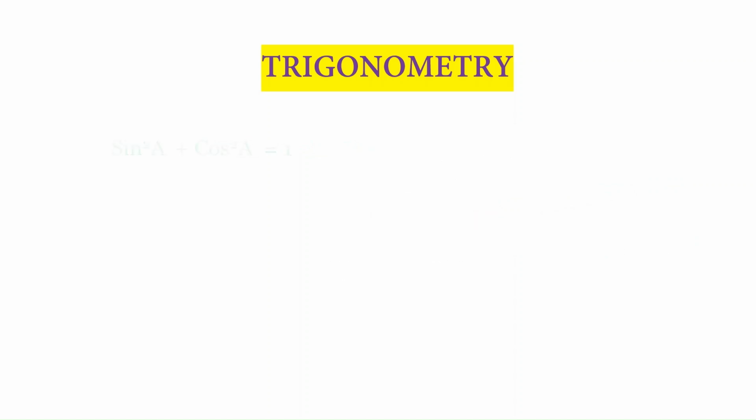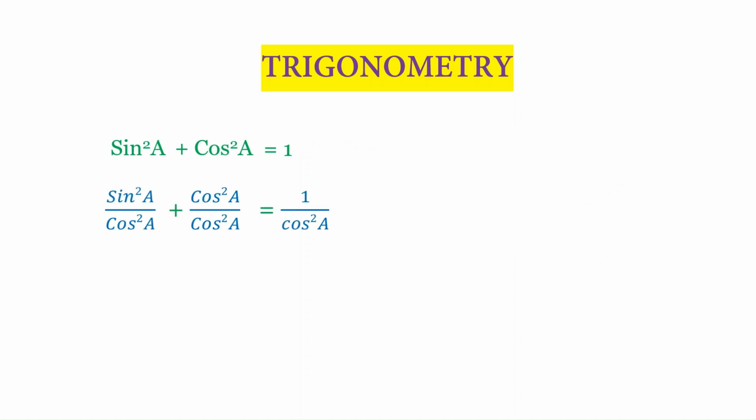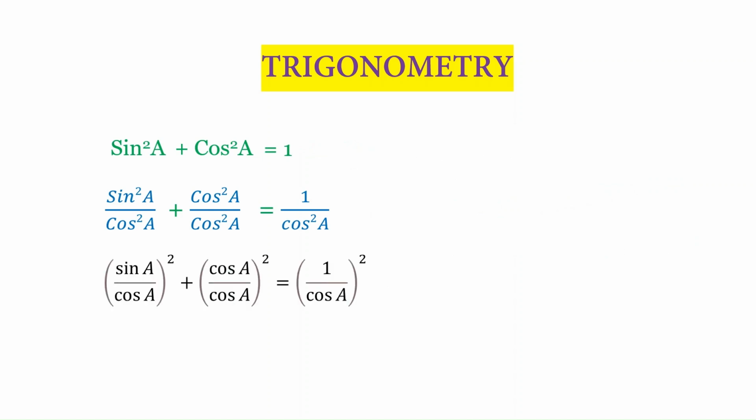Now consider the basic identity we have got: sin square A plus cos square A equal to 1. In this, divide both sides by cos square A. The equation will get modified like this. If we rewrite this as sin by cos whole square, now this is the equation. Sin by cos is nothing but tan A. Cos by cos will get cancelled out, so it makes 1. And then 1 by cos A, that is the reciprocal of cos A, is nothing but secant A. Now we have got another identity, that is tan square A plus 1 equal to secant square A.